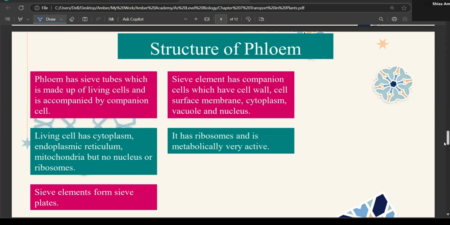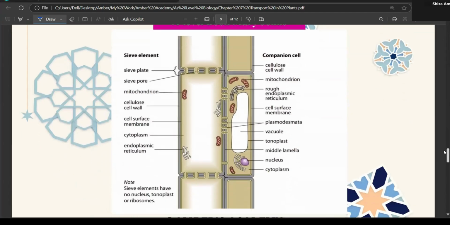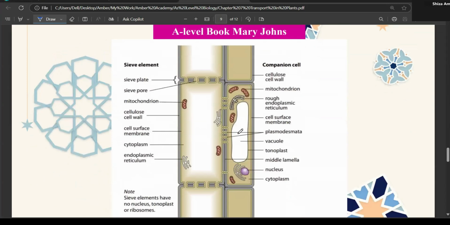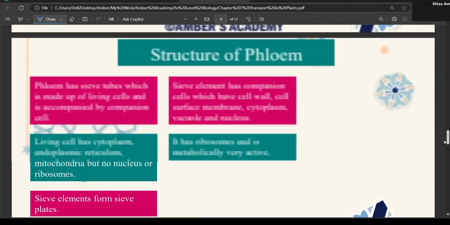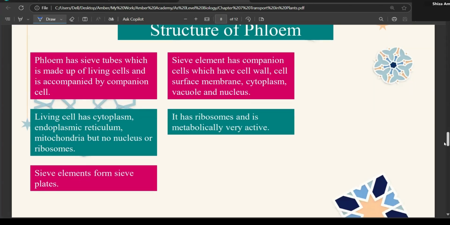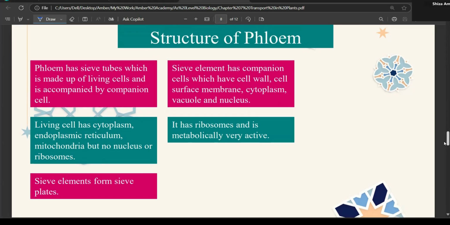So we'll study the structure of phloem in a manner. Okay, we need to look at the entire structure. We need to know how it is conducting or translocating the food. So we'll cover all of it in today's class. Before looking into the process of translocation, we are doing structure. So phloem has sieve tubes. We'll see what sieve tubes are. So phloem has sieve tubes, which are made up of living cells and are accompanied by companion cells.